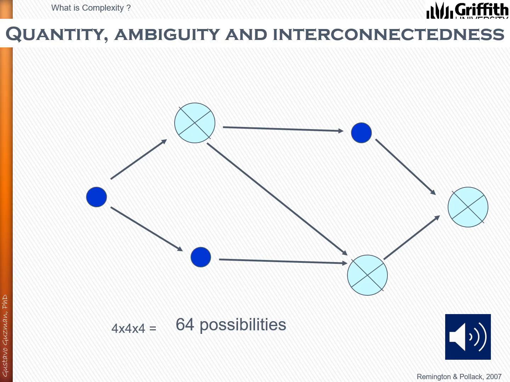In this case, we have the same structure with 6 components. However, 3 of these components are ambiguous. Each component has 4 possible ways of acting, or 4 possible different outcomes. The number of possible solutions in this system is 64. And this means that this system is much more complex than the previous one, despite having the same number of elements, 6 elements.